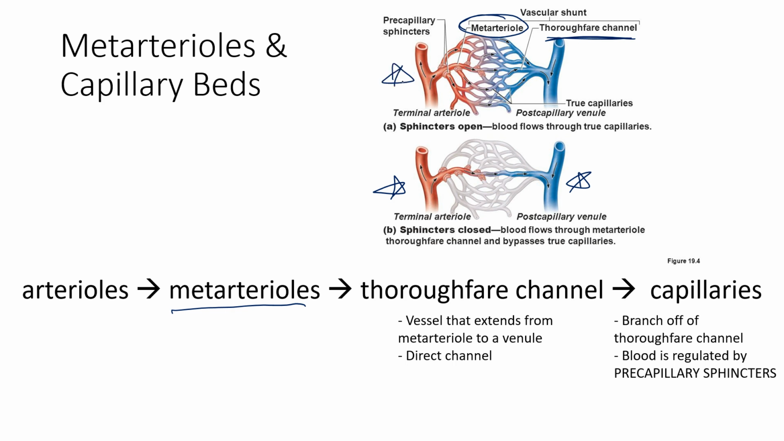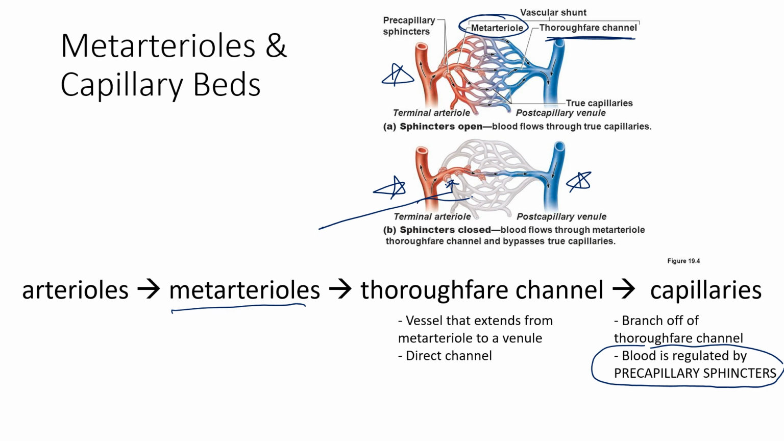Now you can see in the upper picture, when the capillary is open, blood is going to be all in those capillaries. So what is allowing it to either not go through the capillary bed or to go through the capillary bed? Blood is always going to go through that metarteriole, that thoroughfare channel. That's always going to be open. But what's closing it are these precapillary sphincters. Blood flow is regulated by these precapillary sphincters, and you can kind of see them here in this picture.